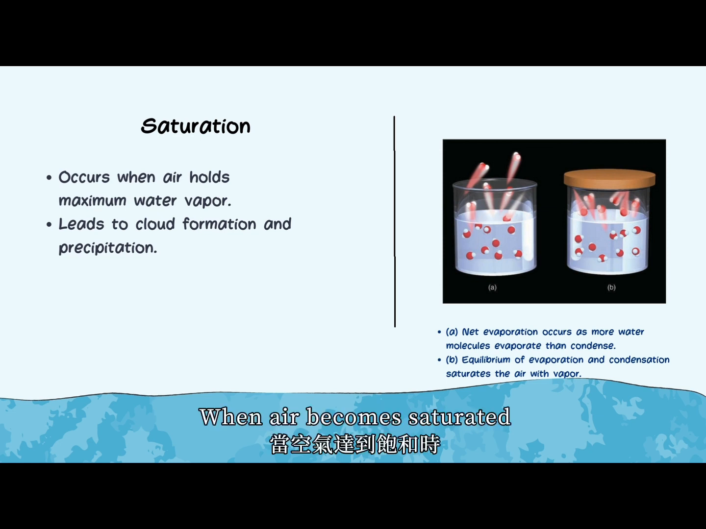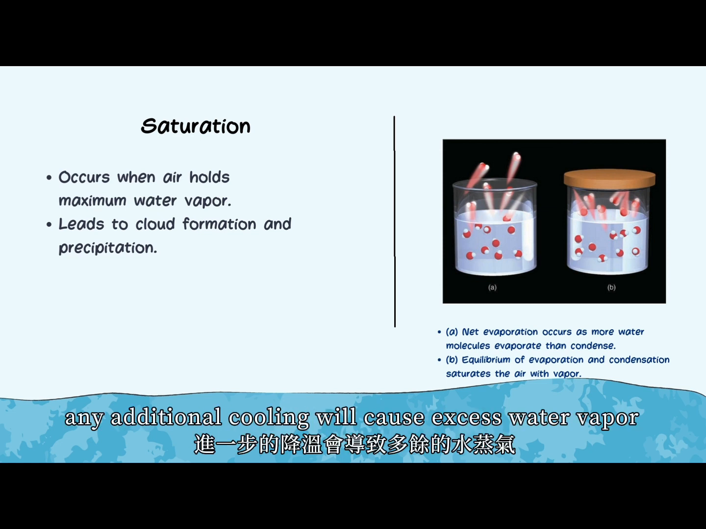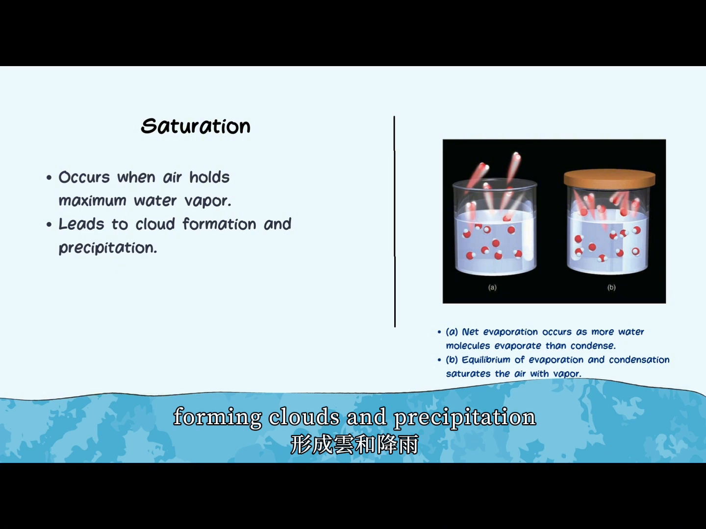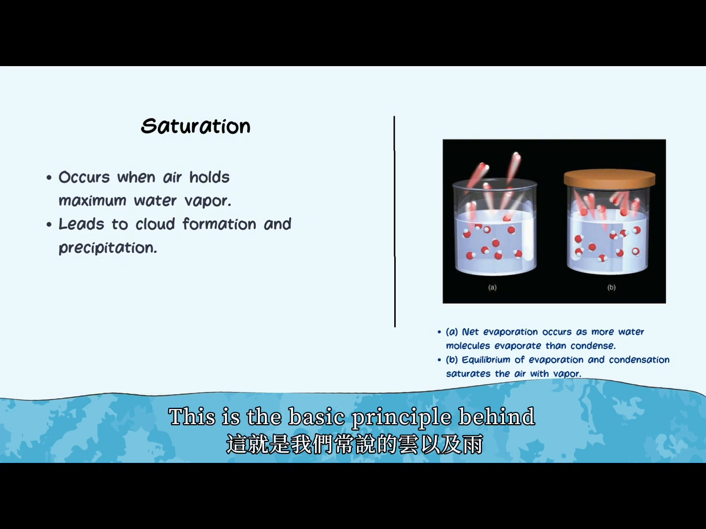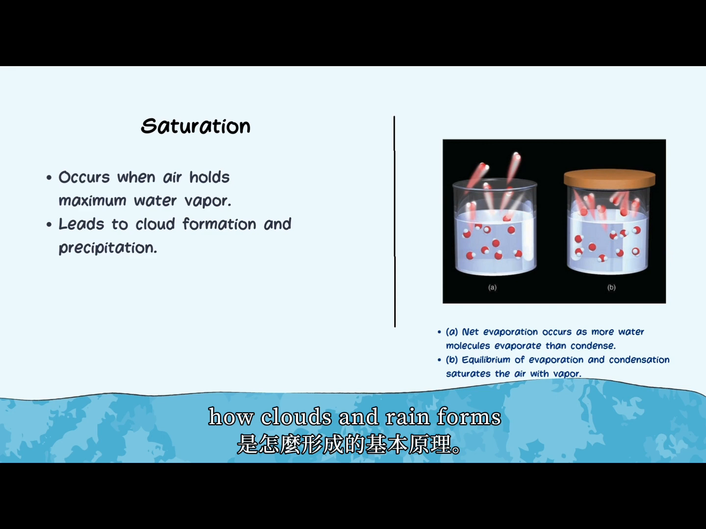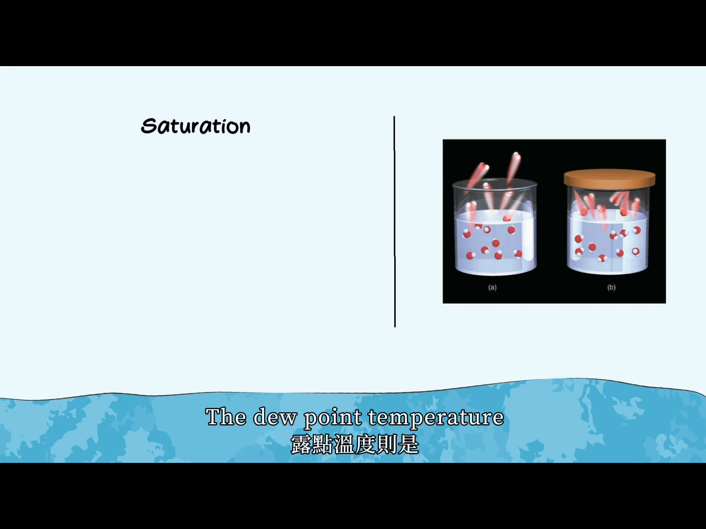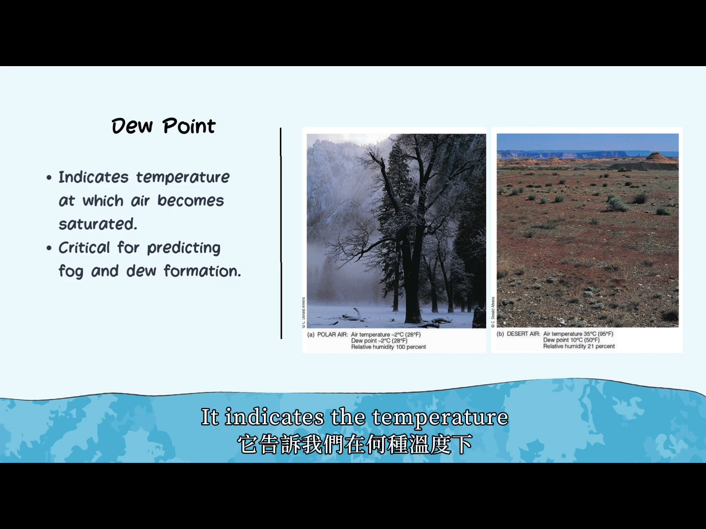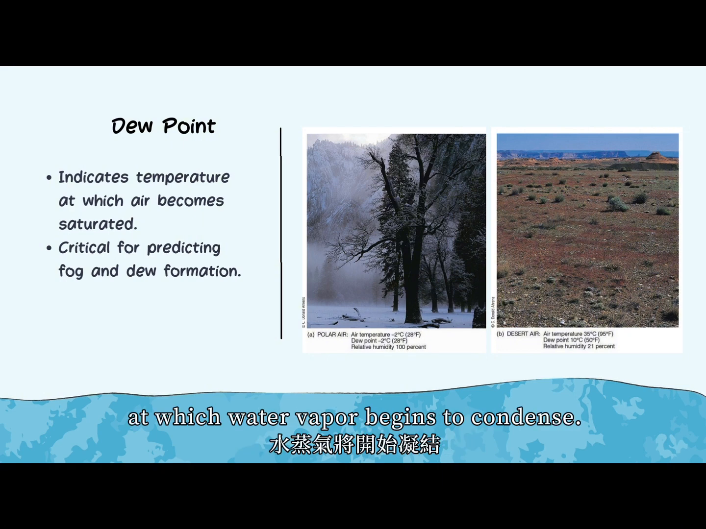When air becomes saturated, any additional cooling will cause excess water vapor to condense into droplets, forming clouds and precipitation. This is the basic principle behind how clouds and rain form. The dew point temperature is a critical measure of when air becomes saturated. It indicates the temperature at which water vapor begins to condense.